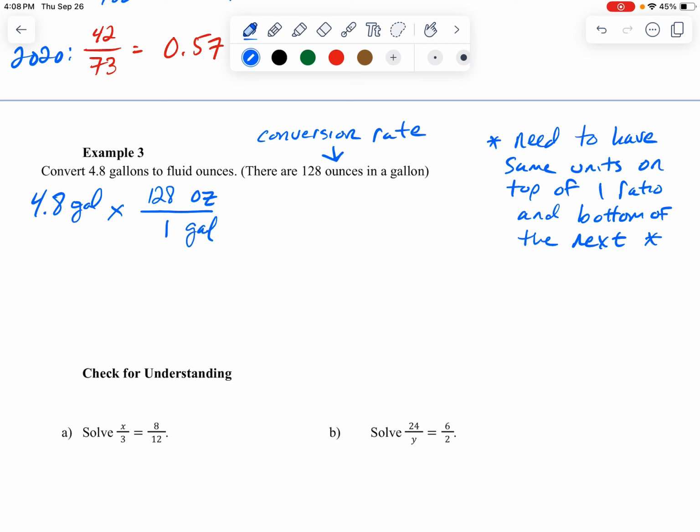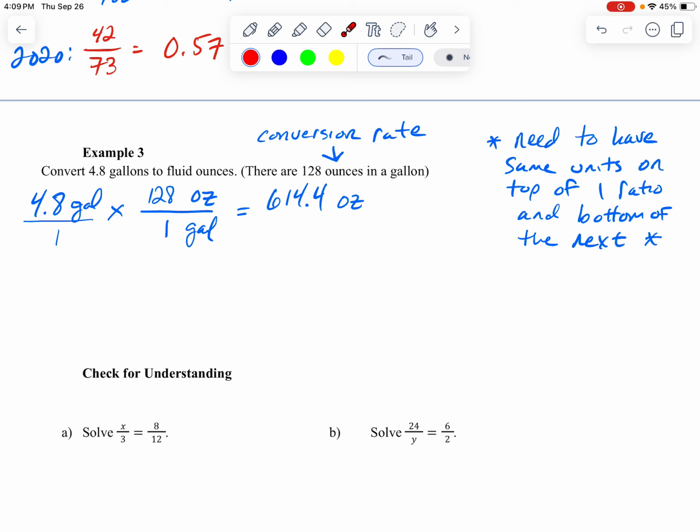And then once you've got that all filled in, we just do the multiplication. Remember, this is just going to be over 1, so if we're thinking of everything as a fraction, we're going to multiply straight across. So 4.8 times 128. And again, I don't have this handy. 4.8 times 128 equals 614.4. Okay, so in 4.8 gallons, there are 614.4 ounces.